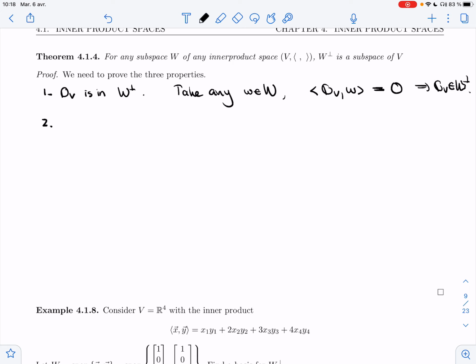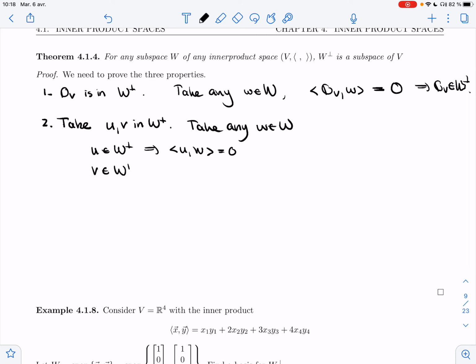All right, second thing, I'm going to take two elements, let's call them u and v, in W perp. Let's take any w in W. I need to show that the sum is perpendicular to w. Since u is in W perp, we know that u and w are perpendicular. Since v is in W perp, I know that v and w are perpendicular. And so if I look at <u plus v, w>, that will be <u,w> plus <v,w>.